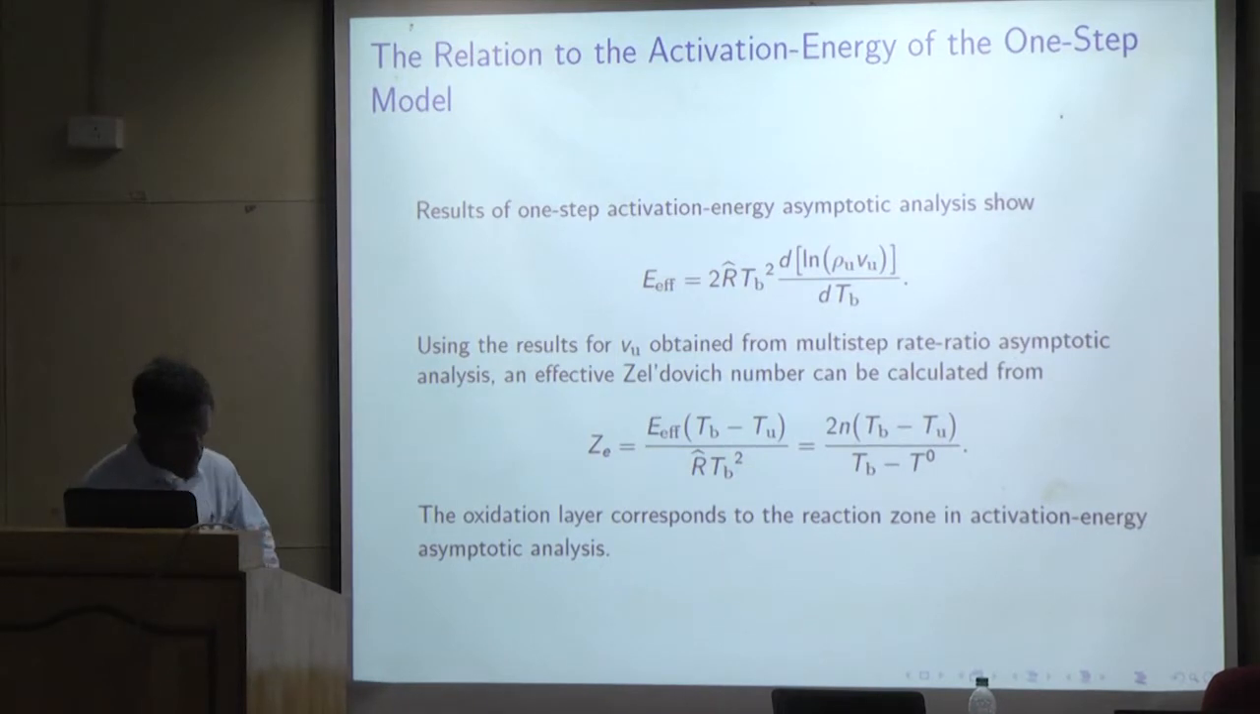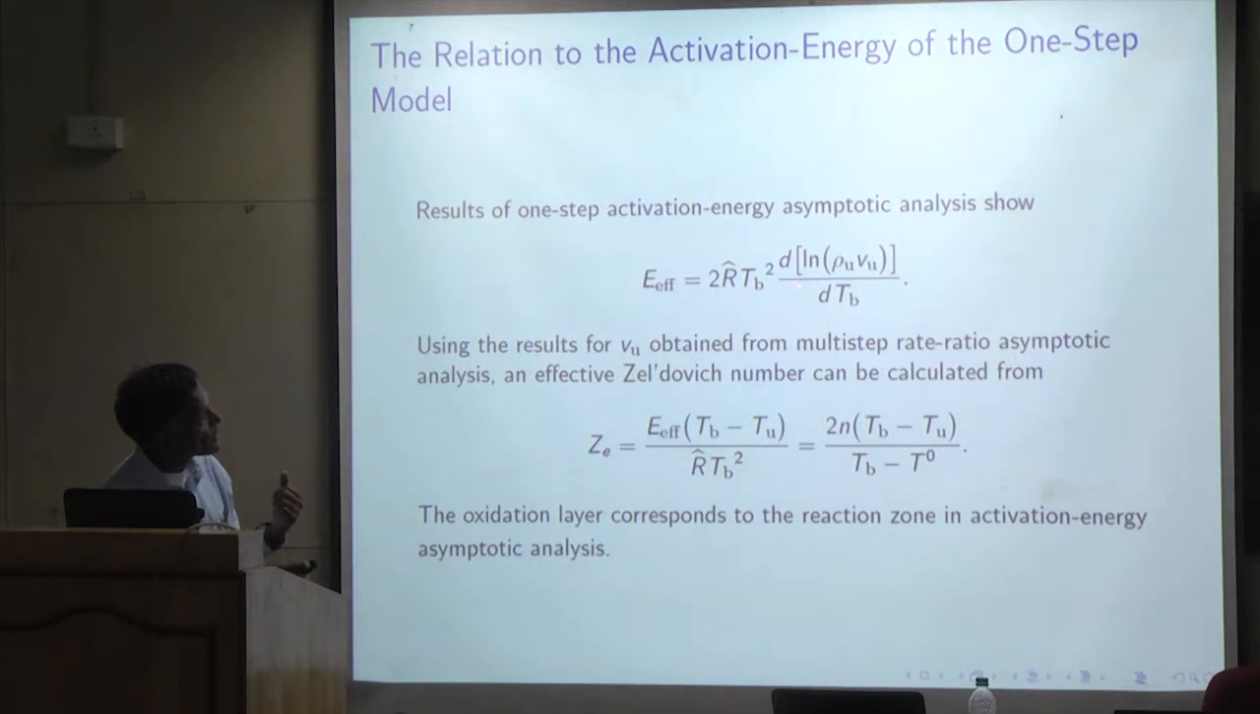Now I want to relate the results that you obtain from activation energy asymptotic analysis to rate ratio asymptotic analysis. If you recall, when I talked about activation energy asymptotic analysis, the burning velocity had an exponential dependence on the activation energy. So if you rewrite this equation and put an exponential here, it's going to be exponential of this, right?